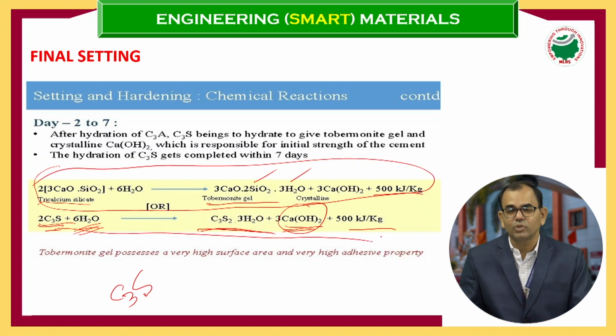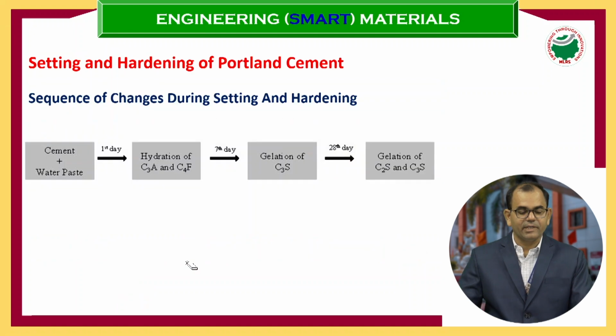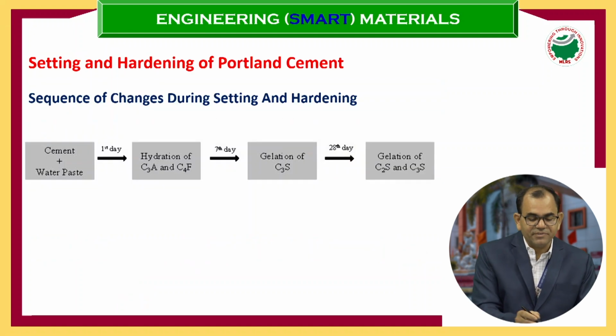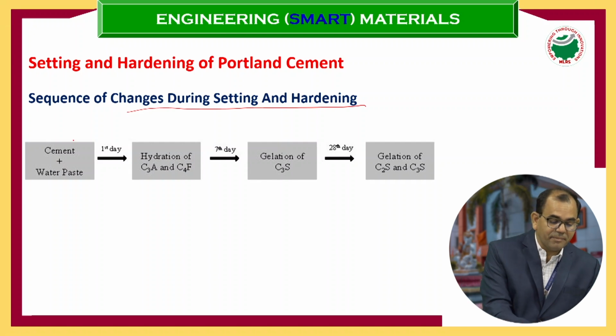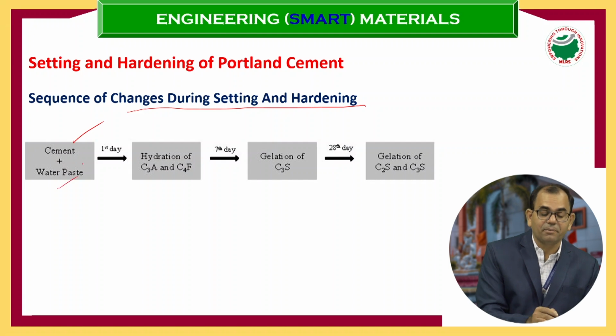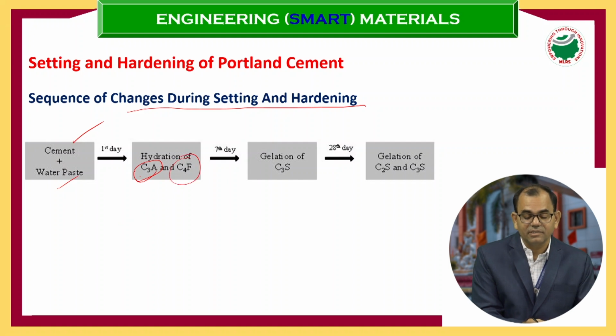Okay, both are acceptable, either this one or this one, both are okay. Now here we can see the sequence of changes during setting and hardening in Portland cement. Day 1, cement followed by the water paste and hydration of C3A, tricalcium aluminate, with tetracalcium ferrite, tetracalcium aluminoferrite, this one.